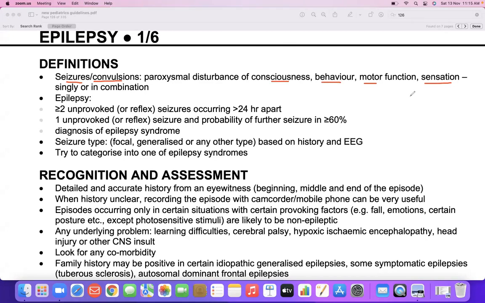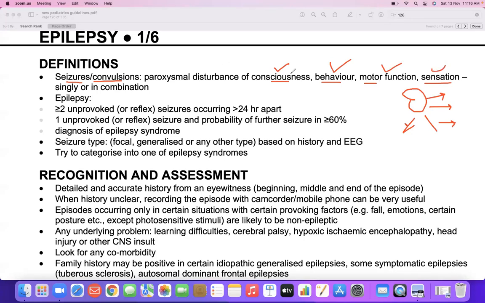If you take, for example, the brain, you should have two problems here. They should be associated with some consciousness level problem or a behavior problem. And in the limbs, you should have some problem in the motor function, maybe there is tonic or clonic movement, or some sensation issues, meaning they can't feel at that moment. So four things should be here: consciousness, behavior, motor, and sensation.